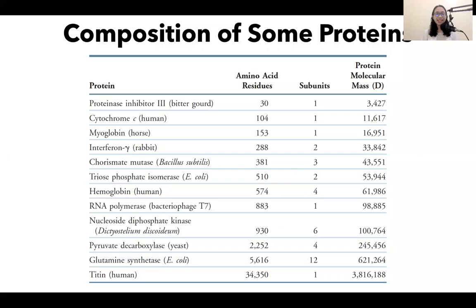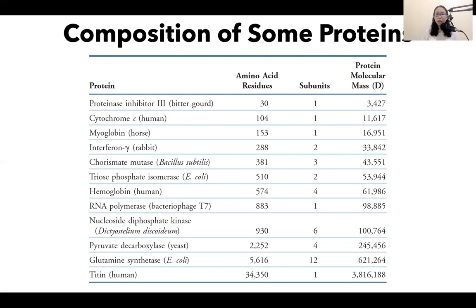Look at this list of some proteins. You will see that the spectrum of your proteins is very wide. We have the proteinase inhibitor 3, which only has 30 amino acid residues and has a molecular mass of around 3,000 Daltons. In fact, we won't call it a protein, but according to the definition I mentioned in a previous video, this is a polypeptide because its molecular weight is less than 10,000 Daltons.